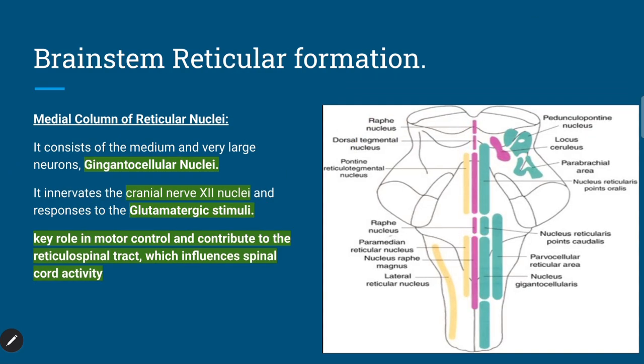Now let's move to the medial column of the reticular formation. It consists of the medium and a very large gigantocellular or magnocellular nuclei. It innervates the cranial nerve 12 nucleus and responds to glutamatergic stimuli. The key role for this medial column is motor control and it contributes to the reticulospinal tract, which influences spinal cord activity.